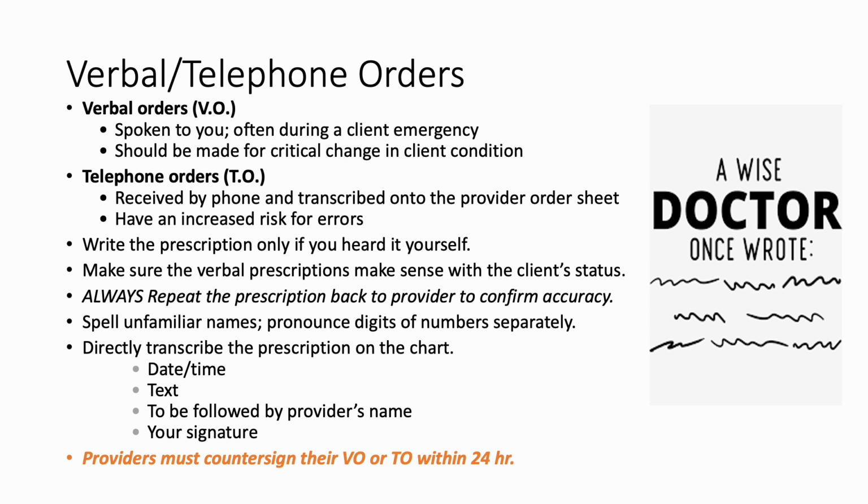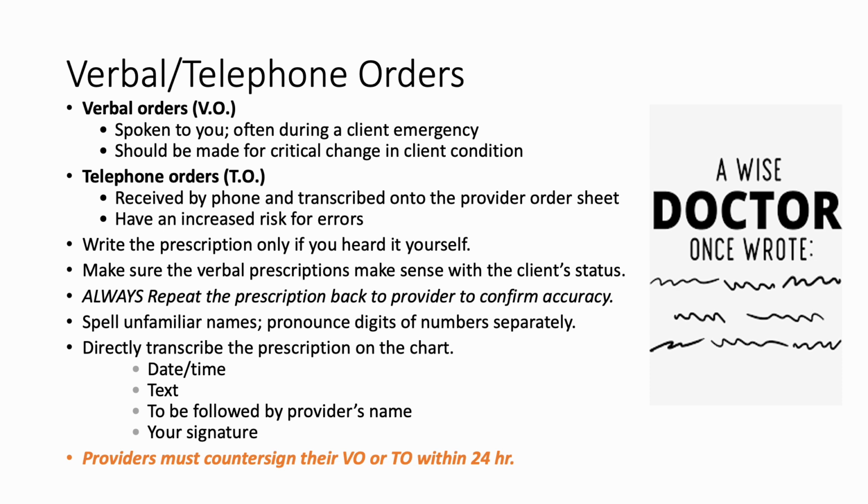A couple rules when we're dealing with verbal or telephone orders. We are only writing prescriptions if we heard it for ourselves. We don't want to go through the game of telephone because we know how that ends up, right? We want to make sure that the verbal prescriptions make sense with the client's status. So again, we're the last line of defense here. We have to make sure, does this order make sense for this particular patient, how they're presenting, and what are their assessment findings? That's on us. We have to always repeat the prescription back to the provider to confirm accuracy. This goes for telephone orders and for verbal orders as well.